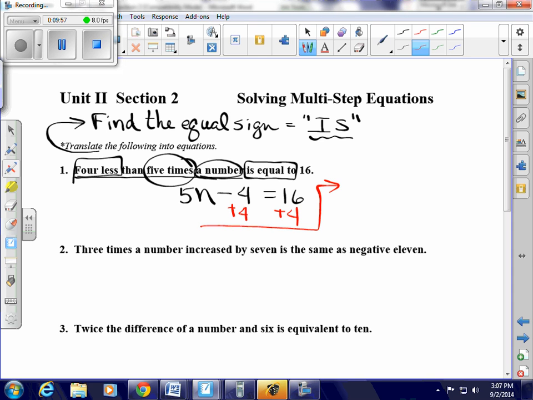Write a new equation. We get 5n is equal to 20. Dividing both sides by 5, and n is equal to 4. Always a good idea to check your work to make sure it is the correct answer. On story problems, 4 less than 5 times a number. Well, 5 times 4 is 20, and 4 less than that is 16, and it does work out.